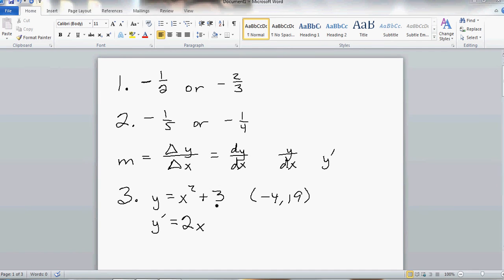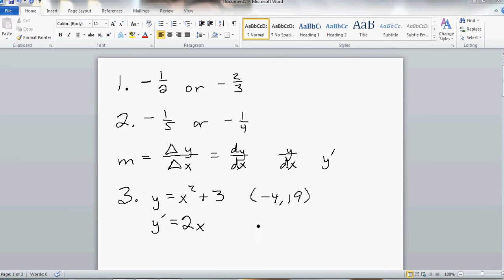Or the derivative of a constant is always 0. That's the rule that we can follow. Like I said, this is jumping just a little bit ahead, but you're really ready for it. So we have y prime equals 2x. That the derivative of x squared plus 3 is 2x. In other words, the rate of change, or the slope of this line, is 2x.